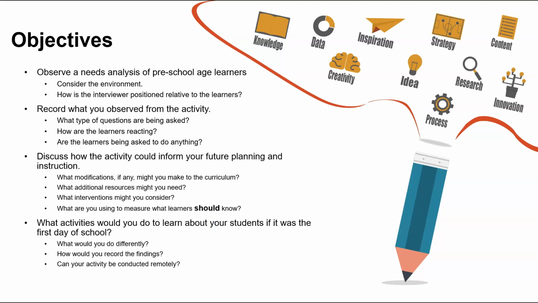Today we're going to tackle 4 objectives. I want us to be able to do 4 things. First, I want us to be able to observe a needs analysis in play. We're going to look at an actual needs analysis. And as we look, I want you to make some observations about what you see during this needs analysis. So look at everything: the positioning of the interviewer, the student's body language, and listen to the type of questions and responses. I also want us to consider how needs analysis can inform our future planning and instruction.